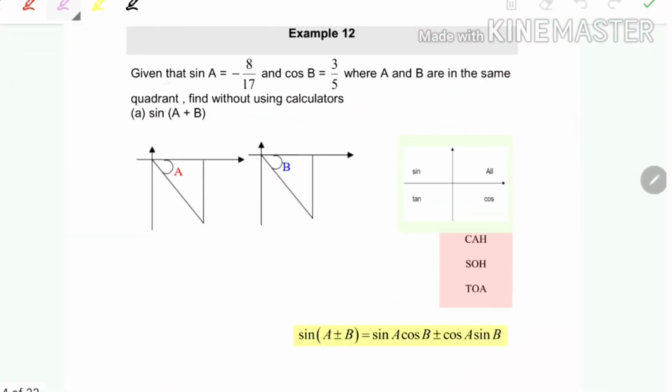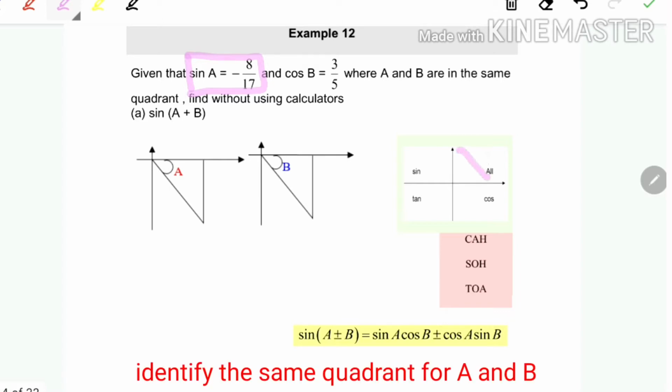Example 12. Given that sine A equals negative 8 over 17 and cos B equals 3 over 5, where A and B are in the same quadrant, find without using a calculator, a, sine of A plus B. Given the information, sine A is negative. So by referring to the quadrant, we have to reject the first quadrant and second quadrant because both quadrants give us positive sine. Next, we have been given cos B equals 3 over 5.